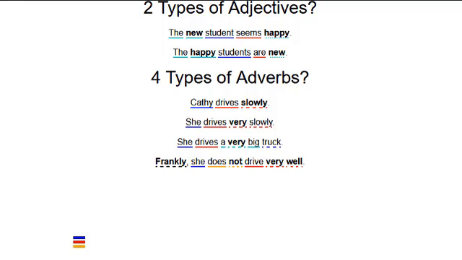Of course, not can combine with a main verb if it is a form of to be. For example, she is not a good driver. Besides the word not, there aren't many other adverbs of auxiliary verbs. Rather in I would rather walk is one.